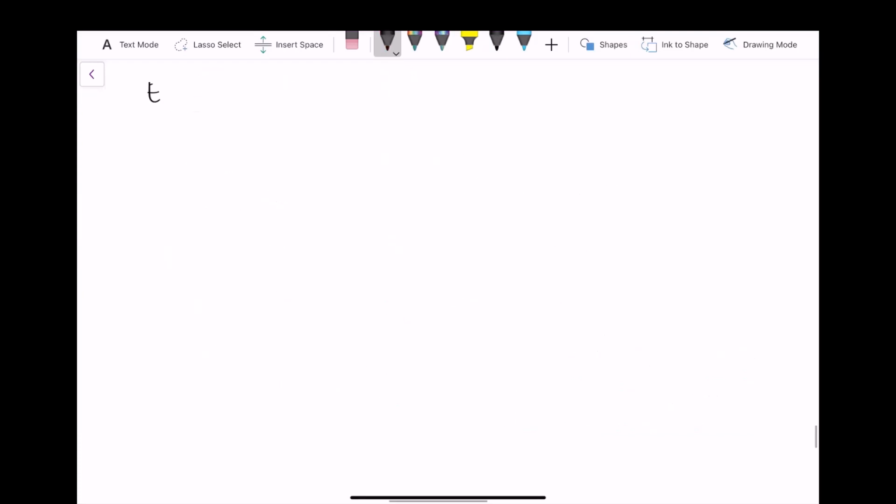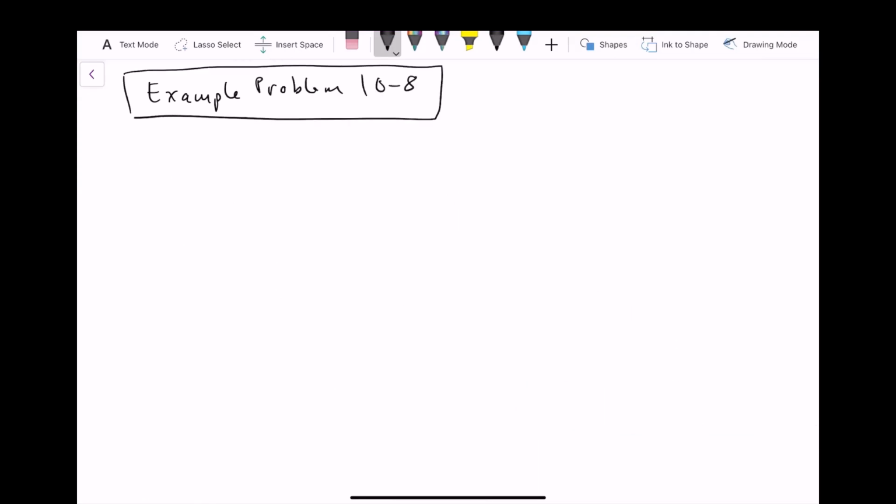Okay, next we'll look at example problem 10.8 from the textbook. So that's just on the next page. And here we have another projectile, and it's fired with an initial velocity of 200 meters per second inclined at an angle of 40 degrees. It lands at 100 meters lower than the initial point.